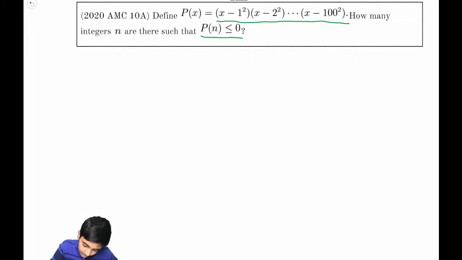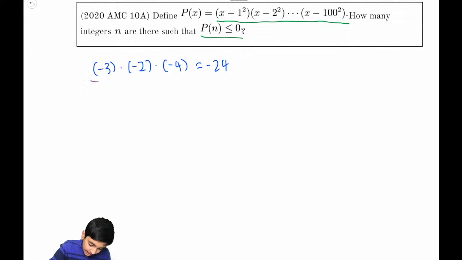So let's take a look at what's going to happen. We're multiplying these 100 terms, right? And it will be negative when an odd number of terms are negative and the other terms are positive. Because if we're multiplying an odd number of negative terms, then it's going to be negative, since negative times negative is positive. So we want an odd number of negative terms in order for the overall product to be negative. Hopefully that makes sense. For example, -3 times -2 times -4 is -24, because we multiplied 3 negative terms, an odd number. But -2 times -4, for example, is 8, a positive number, because we multiplied an even number of negative terms.